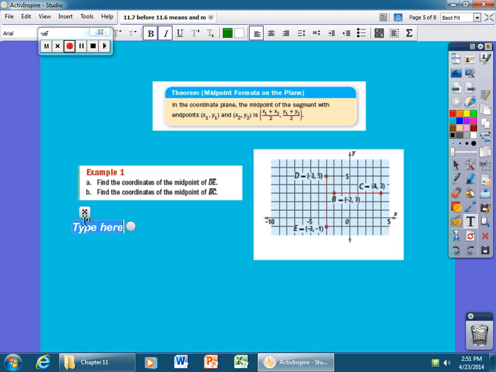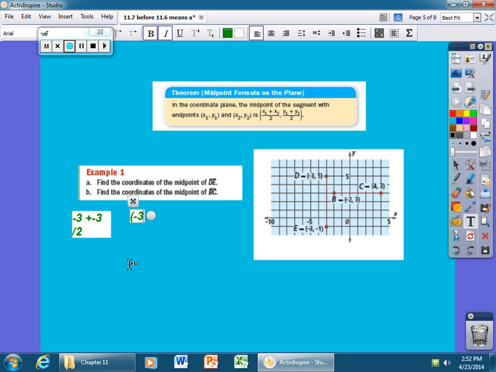So if I'm looking at the midpoint of DE, the first thing I'm going to do is take -3 and -3 and add them together. So -3 plus -3 is going to give me -6. I'm going to divide -6 by 2, and that's going to give me -3. I'm right back at -3 again. So the first coordinate of that midpoint is -3.